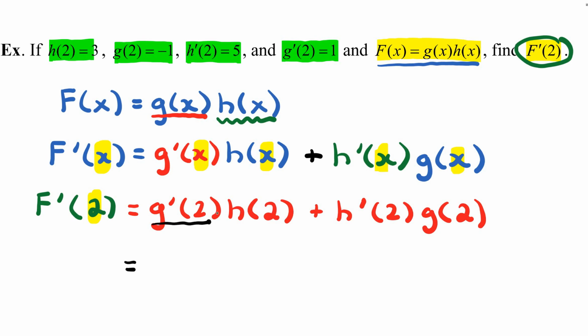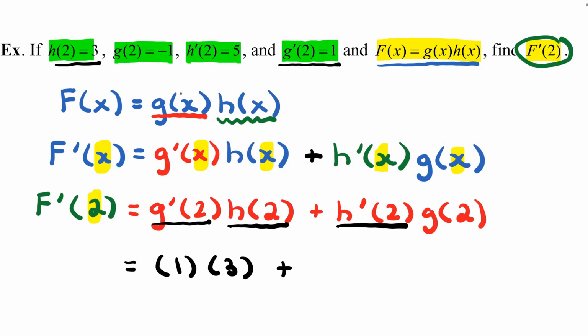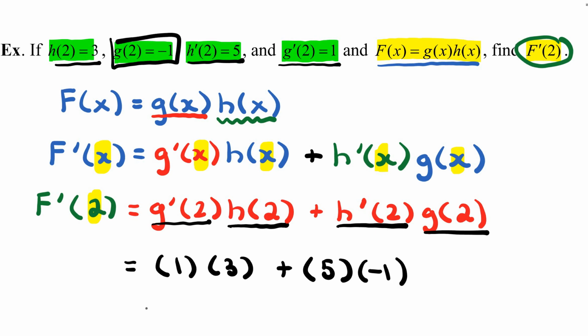So what's g prime of 2? Well, g prime of 2 is going to be 1. What's h of 2? h of 2 is going to be 3. What's h prime of 2? h prime of 2 is right there, which is 5. And finally, g of 2 is the second one here, which is -1. And then you just multiply that out, and hopefully we got this. This will be 3 minus 5, which equals -2.